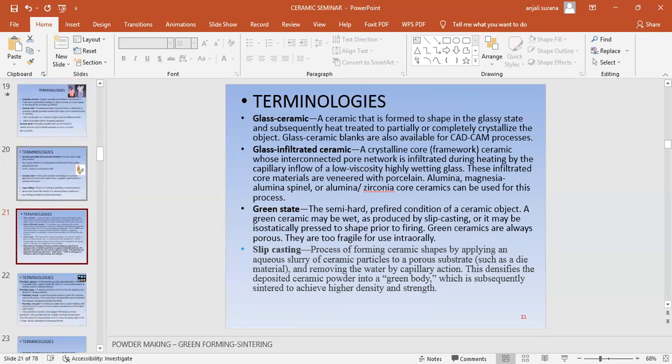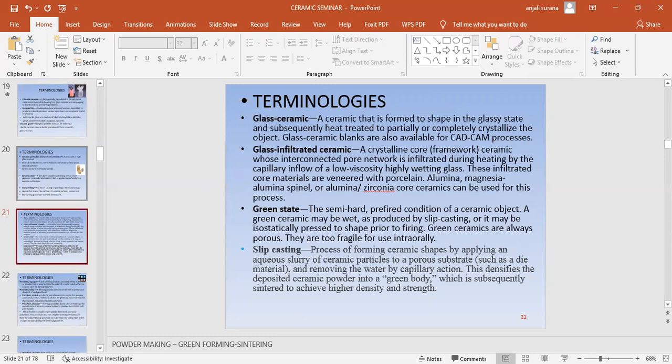Then comes glass ceramic. A ceramic that is formed to shape in a glassy state and subsequently heat treated to partially or completely crystallize the object. Glass ceramic blanks are also available for CAD/CAM processes. Then comes glass infiltrated ceramic. A crystalline core ceramic whose interconnected pore network is infiltrated during heating by capillary inflow of a low viscosity, highly wetting glass. These infiltrated core materials are veneered with porcelain, alumina, magnesia, alumina spinel, or alumina zirconia core ceramics can be used for this process.